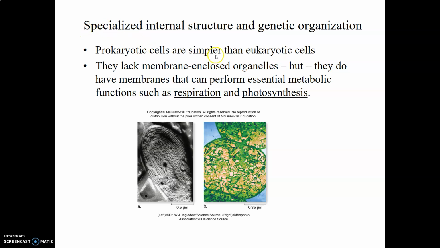Now, prokaryotic cells are typically simpler than eukaryotic cells. We've already discussed that. And one of the reasons is that they lack these membrane-enclosed organelles. But they may have membranes on the inside that can perform essential metabolic functions such as respiration to make ATP from nutrient sources, and photosynthesis used to make nutrient molecules from inorganic carbon.